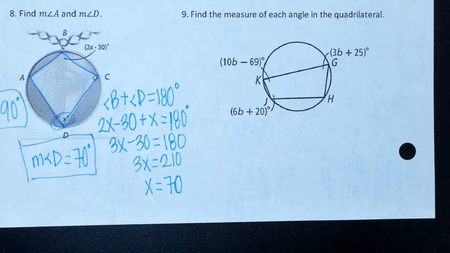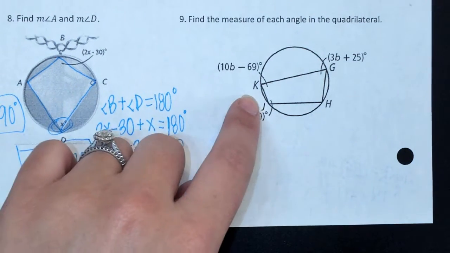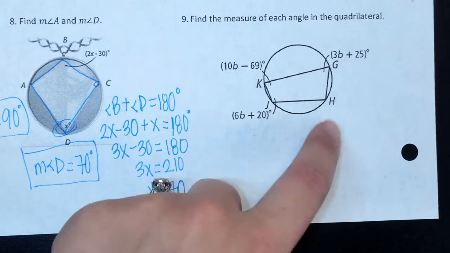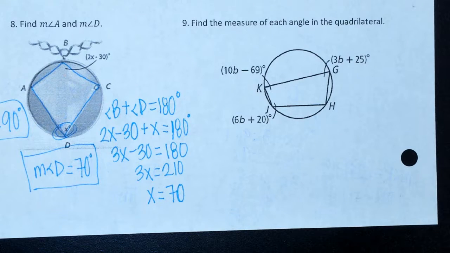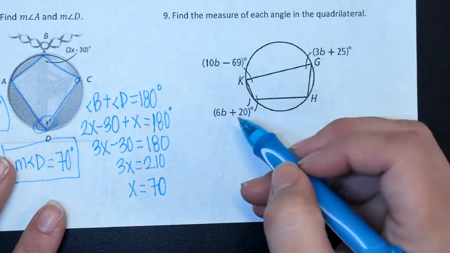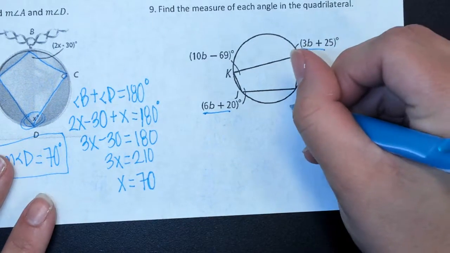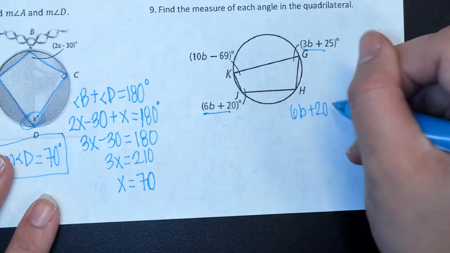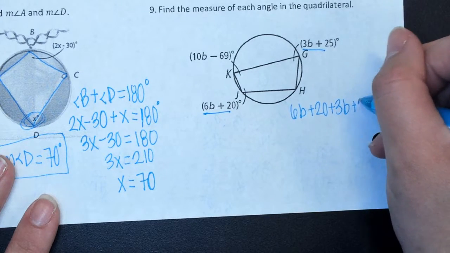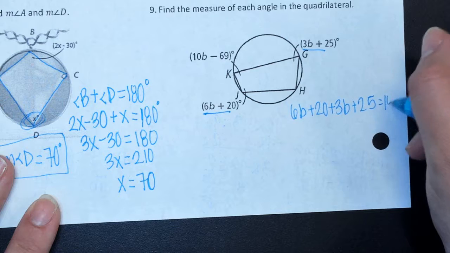Okay, now I'm going to let you do 9, but there's some parts that we need to walk through together. So what angles can I add together and set equal to 180? J and G. I can't start off using K because why? Because I don't know what H is, right? So good job. So J plus G equals 180. Start with that. 6B plus 20 plus 3B plus 25 equals what? 180.